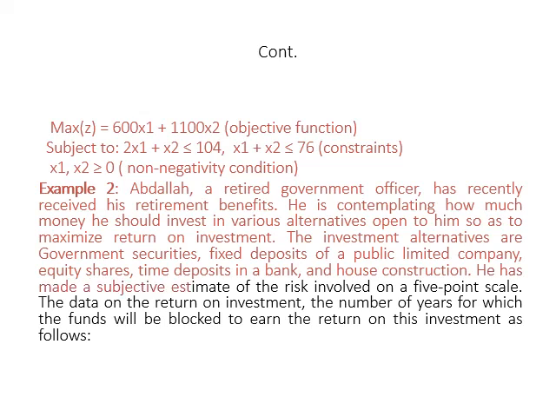He has made a subjective estimate of the risk involved on a 5-point scale. The data on the return on investment, and the number of years for which the funds will be plugged to earn the return on this investment, are as follows. Logically, the problem talks about maximization. Let's see in the next slides how Abdullah should construct his table of linear programming problem.